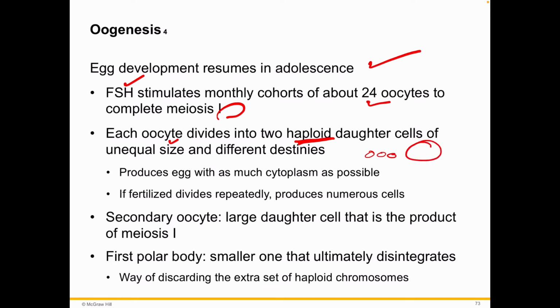It produces an egg with as much cytoplasm as possible, being big, and if it fertilizes, it divides repeatedly into numerous cells. So we need all of that extra machinery, energy, and space for that process. A secondary oocyte is a large haploid cell that is the product of meiosis 1. The polar body is smaller and ultimately disintegrates.